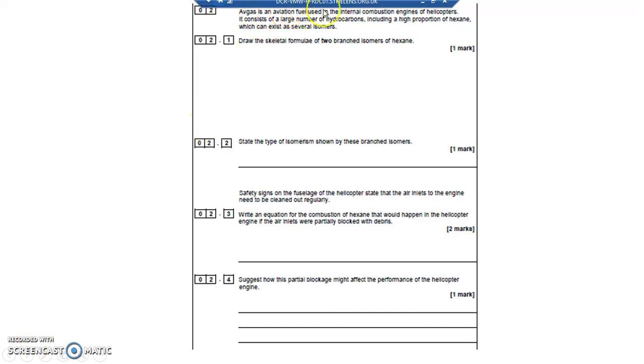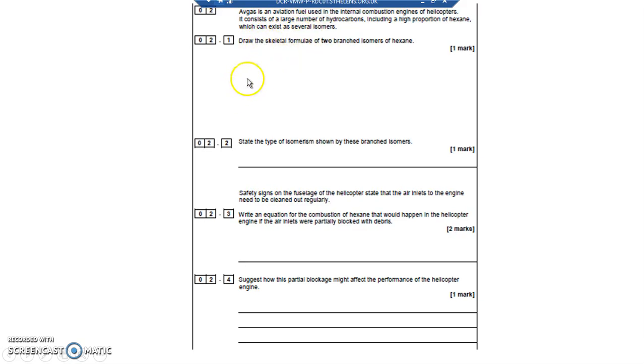Tells you a little bit about avgas. It tells you it consists of hydrocarbons, so hydrocarbons contain hydrogen and carbon only, no other elements, including a high proportion of hexane, which exists as several isomers. Okay, draw the skeletal formula.